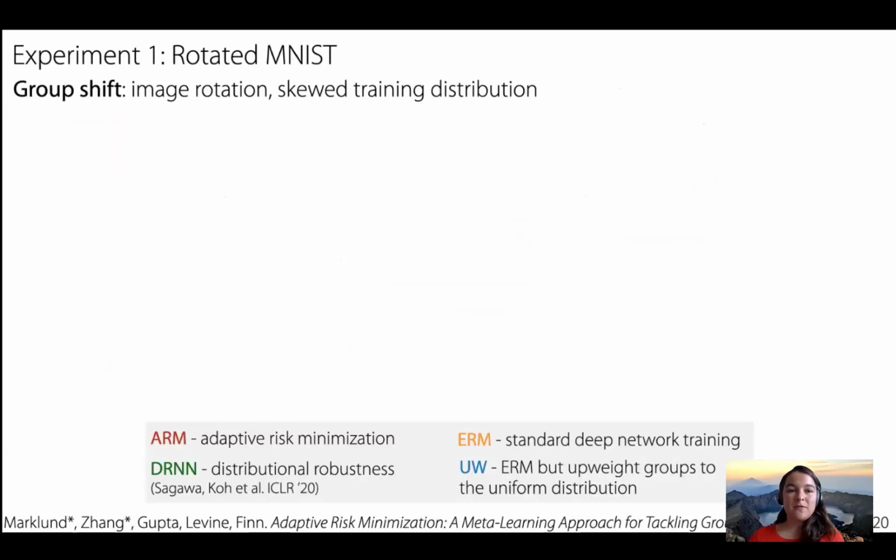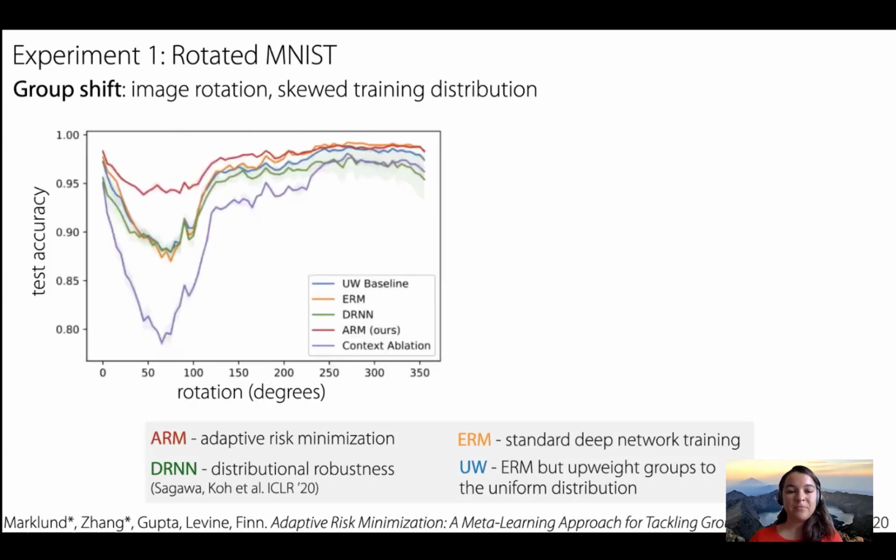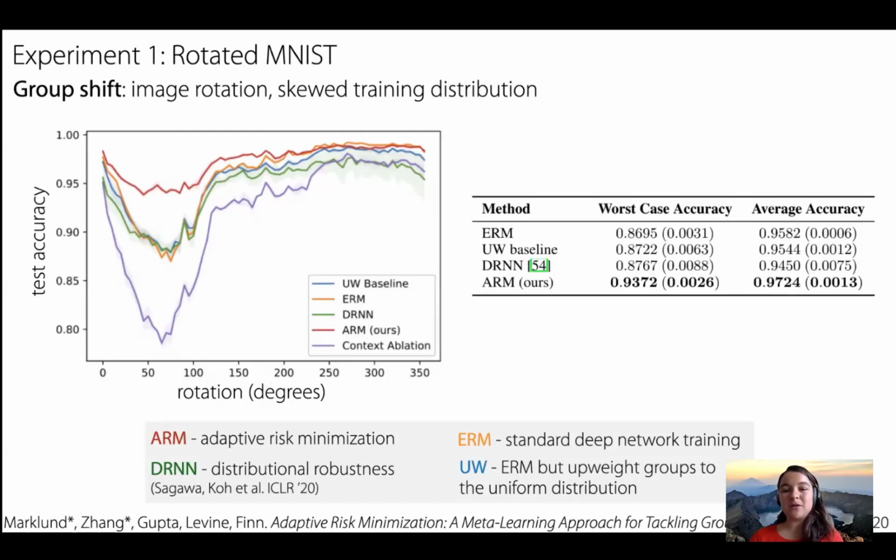So we experimented with a few different data sets. The first data set we looked at was very simple. We just took MNIST and different groups corresponded to different rotations of the digits. And we trained on a very skewed training distribution such that some rotations are much less represented than others. And what we found is that ERM and the other methods, essentially their performance drops in the parts of the distribution that are underrepresented, as we would expect. But our method, which is able to adapt to different distributions, to different rotations essentially, is better able to adapt to this sort of situation and achieves better worst case accuracy and average case accuracy.